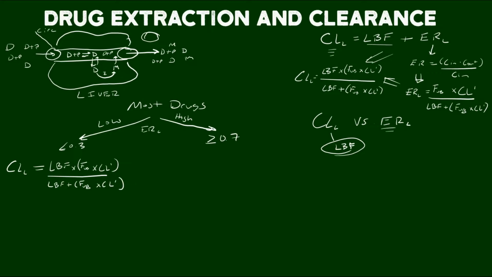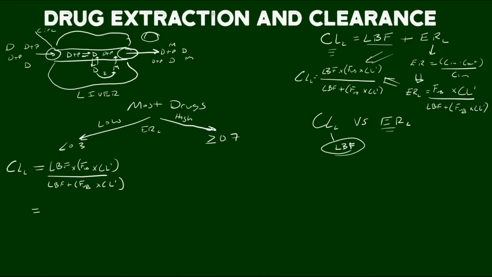For a low extraction drug, how would we model the clearance in the liver? What is it dependent on? Now let's think about this. If you have a low extraction drug, what is going to be the rate limiting factor for extraction from the liver? Is it going to be the amount of liver blood flow, or do we think it's going to be the fraction unbound and the intrinsic clearance of the drug?